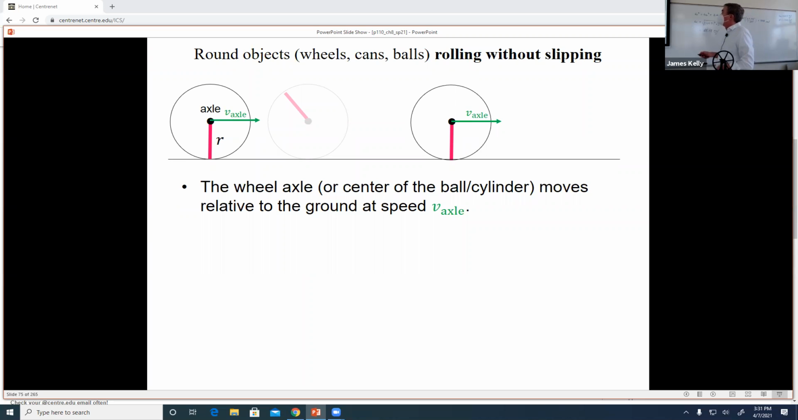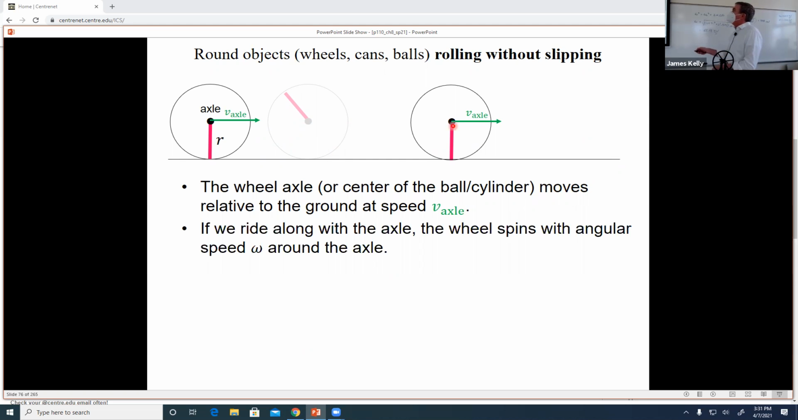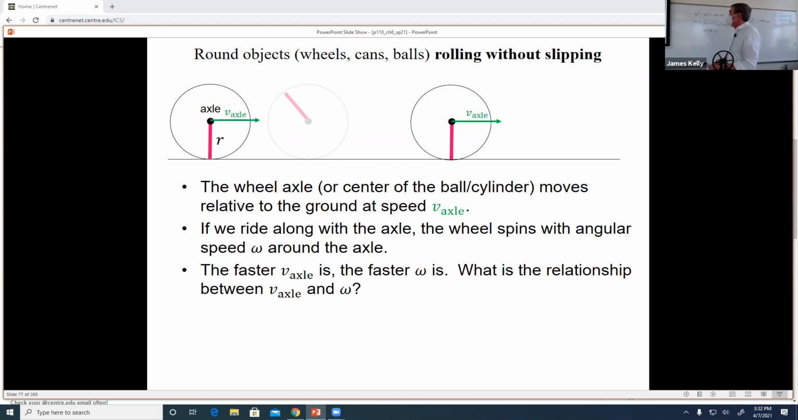The question I want to address is, the center of this is moving at a certain speed as I watch it go by. It may or may not be an axle on this thing, but I'm just going to call it v axle, or you could call it v center of the wheel or something like that. Furthermore, if you were riding around on this thing, moving along with the axle, it would be spinning around the axle at a certain rate. And the question we want to address is, how is the speed of the axle as you watch it go by related to the speed at which it's rotating around the axle, which would be a pure rotation if you were riding along with it? Because oftentimes we're going to be interested in things that roll without slipping.